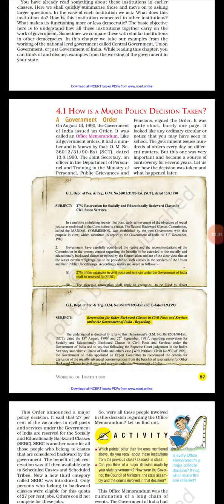The subject: 27% reservation for socially and educationally backward classes in civil posts and services. So this is the order. This order was passed on August 13, 1990 by the Government of India. The joint secretary, an officer in the Department of Personnel and Training in the Ministry of Personnel, Public Grievances and Pensions, and other officers signed this order.